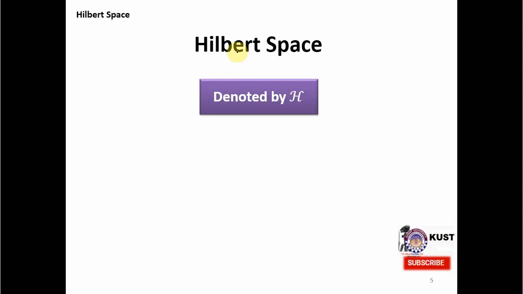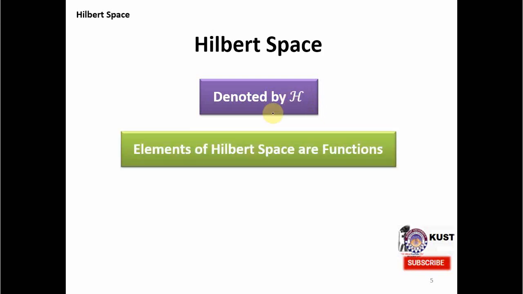So we start with some notations. It is denoted by H. There are many symbols existing for it, sometimes small h or curly h or scripted h, but here I will denote it by this capital H. And secondly, the elements of the Hilbert space are functions. This is the basic difference between a usual linear vector space and a Hilbert space, that a Hilbert space is a collection of functions.